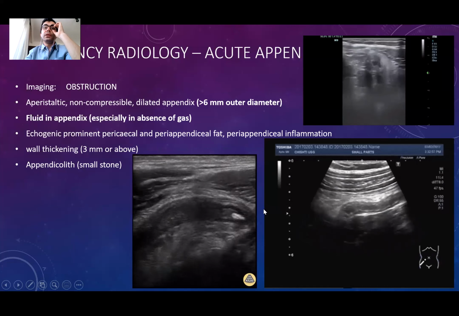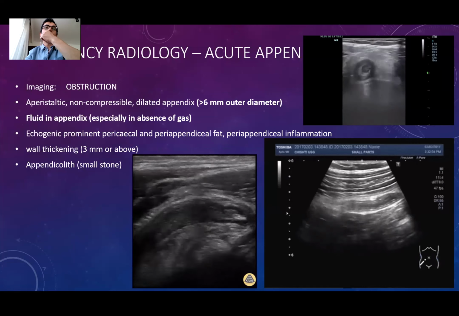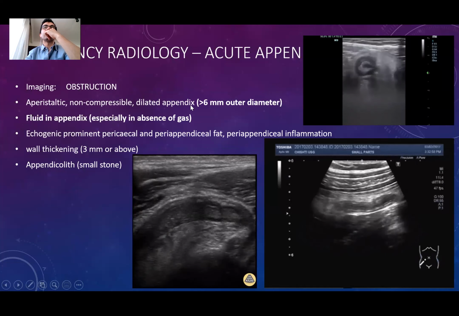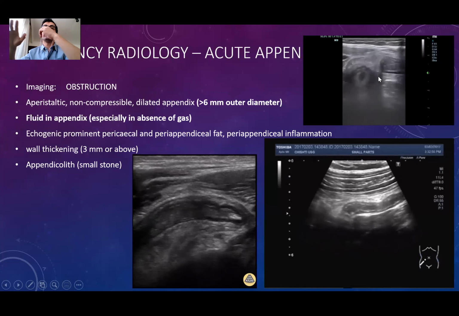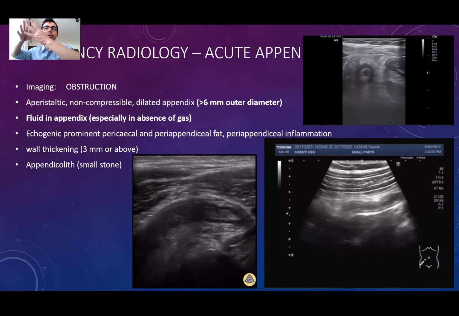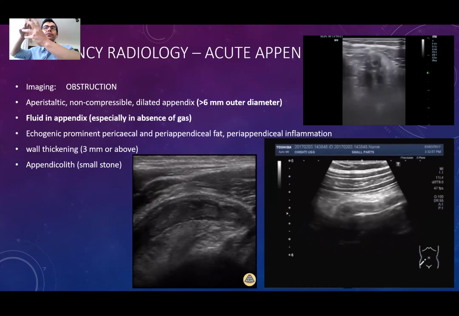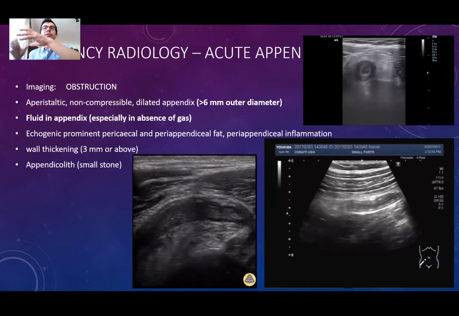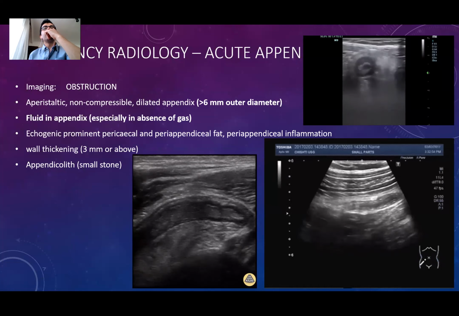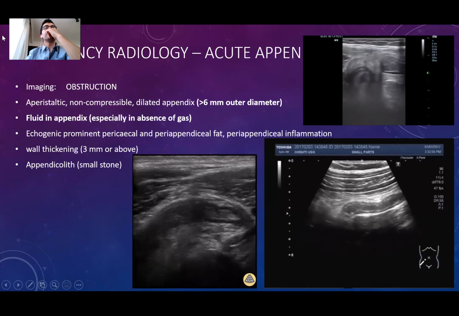So when we come to imaging, the imaging usually starts with the pathology, which starts with obstruction. When the appendix gets obstructed, and because it has fecal material inside, it easily gets infected, an abscess forms inside it, and later it ruptures. So fluid in the appendix is very important for us in radiology diagnosis.